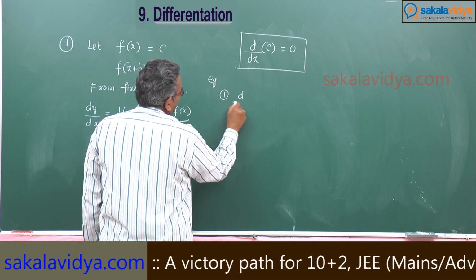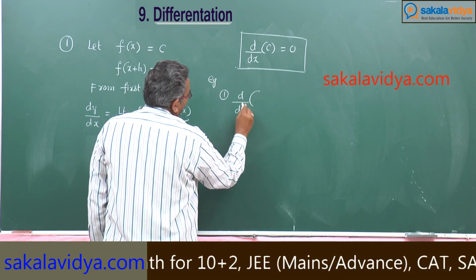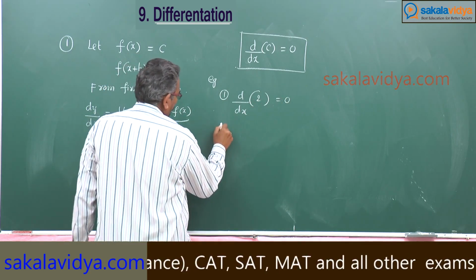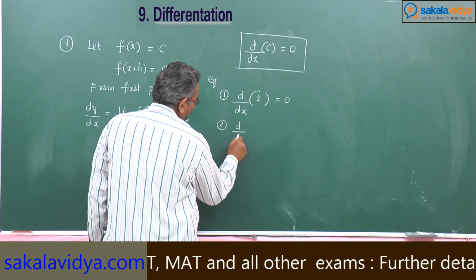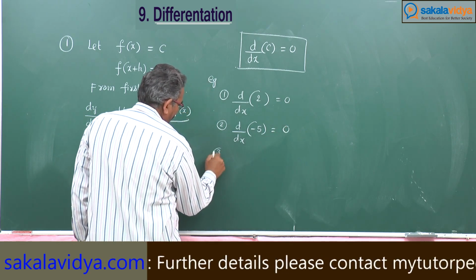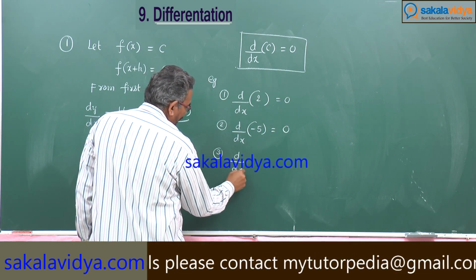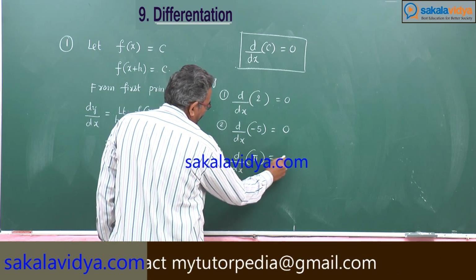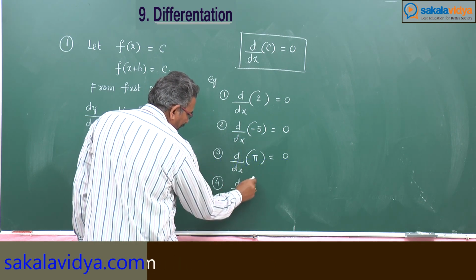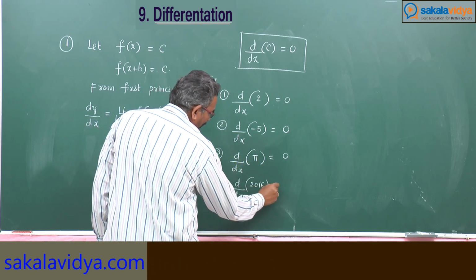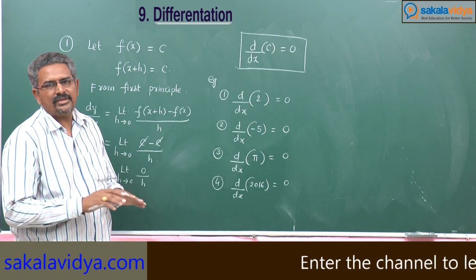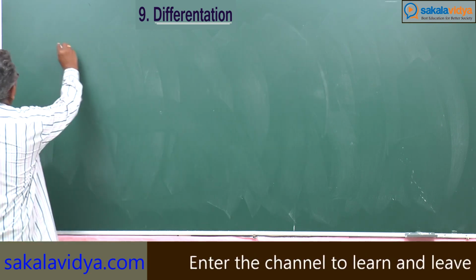Some examples we can note. What is the derivative d by dx of 2? 0. d by dx of minus 5, constant, 0. d by dx of pi, that is also constant, 0. d by dx of 2016 is also 0. That means the differential coefficient of a constant function is 0.